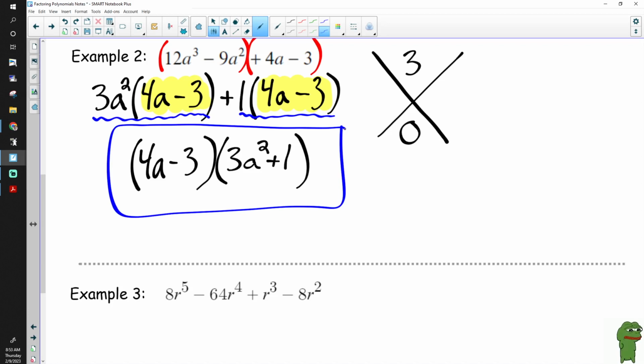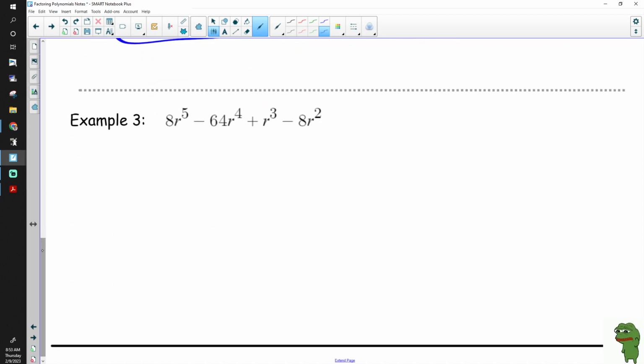Isn't this method nice? It's quick. That's why whenever you see a 4-term polynomial, before you do long division, I would always try to do this first. Whenever I see a 4-term polynomial, I don't want to do long division. I try to do grouping first. Does not always work, just like factoring doesn't always work. But when it works, we're happy.